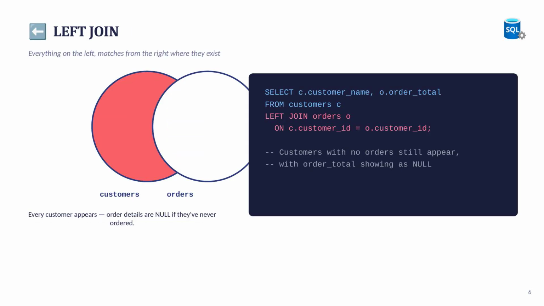Next, left join, probably the join you'll use second most often. This keeps everything from the left table, customers in our case, and brings in matches from the right table, orders, wherever they exist. In the Venn diagram, that's the entire left circle. In code, it looks almost identical to inner join, just swap the keyword. But now, customers with no orders still appear in the results, with the order total column simply showing as null instead of the row disappearing.